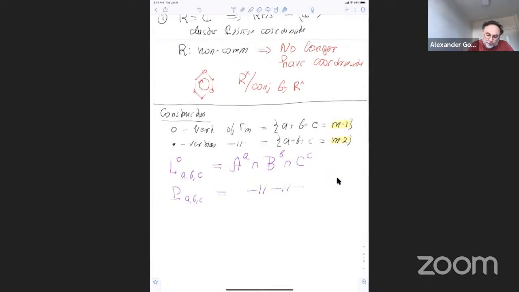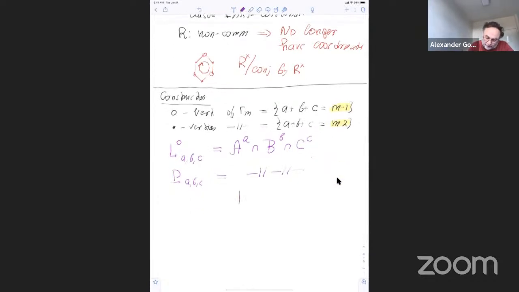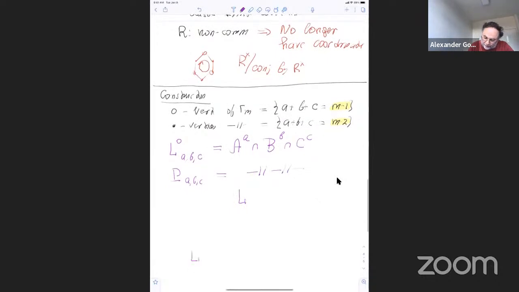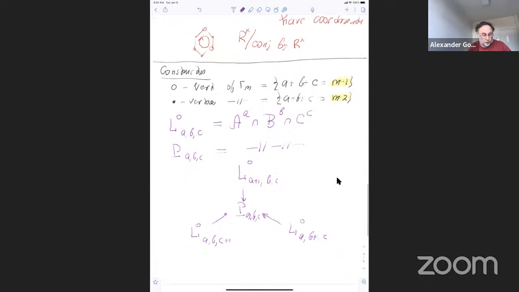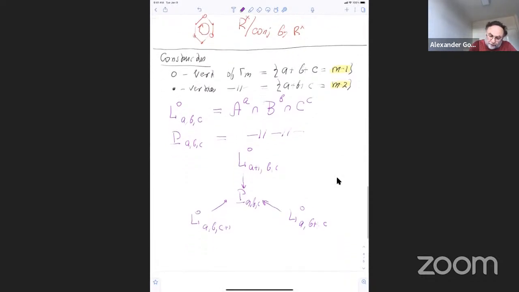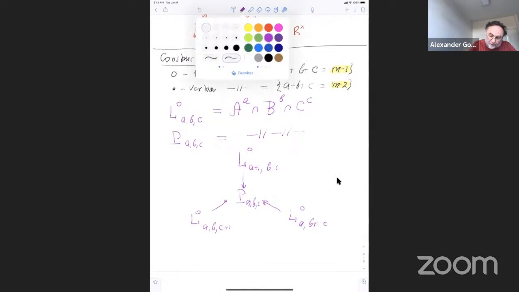Now, what can we do with these lines and planes? We organize them in a diagram like that. So we have 3 lines, and they actually sit in the same plane. So this is my plane, P_ABC. And the lines, for example, this is L_{A+1,B,C}, and so on. This is L_{A,B+1,C}, and L_{A,B,C+1}. They all correspond to white vertices. So we get a diagram like that, and now we make the main definition for us, the second main definition.